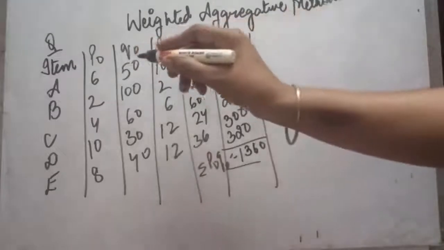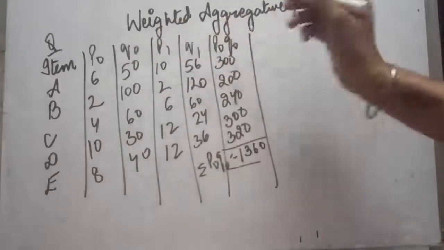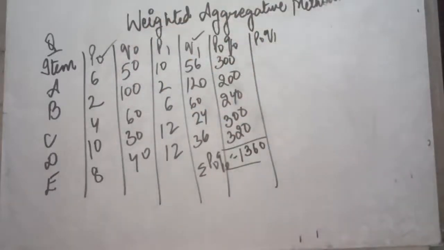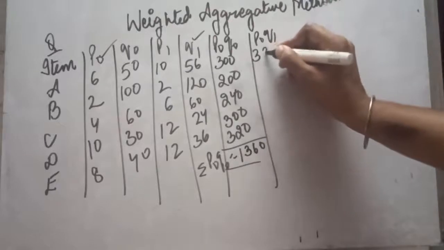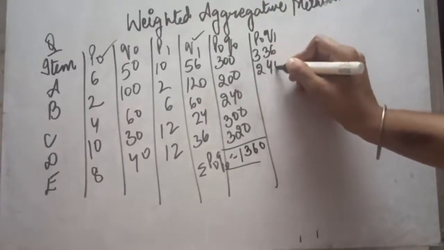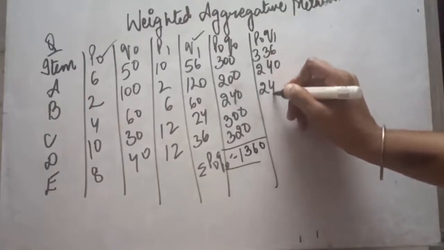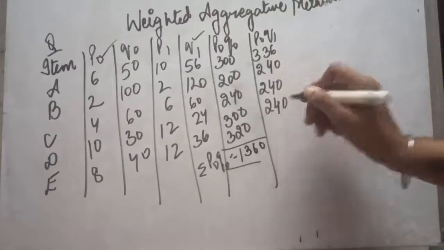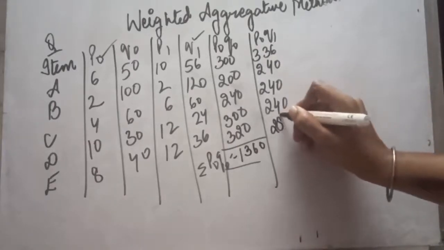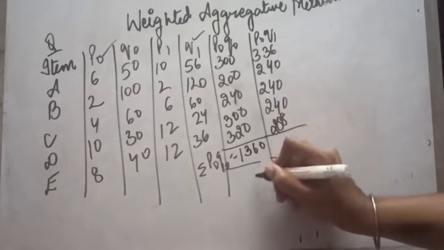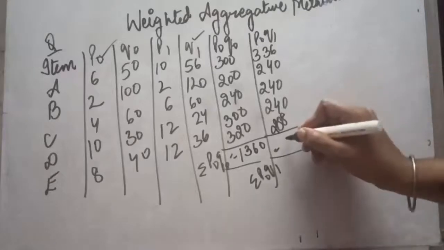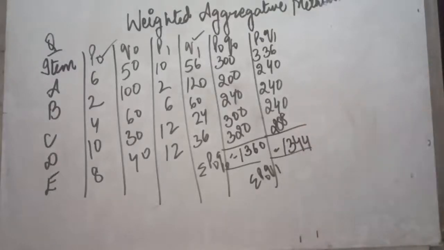Next we can see P0 and Q1. P0 is this and Q1 is this. We will multiply. 6 into 56 is 336. 2 into 120 will be 240. 4 into 60 will be 240. 10 into 24 will be 240. And 8 into 36 will be 288. When we add it, we will have Σ P0Q1, which comes out to be 1344.